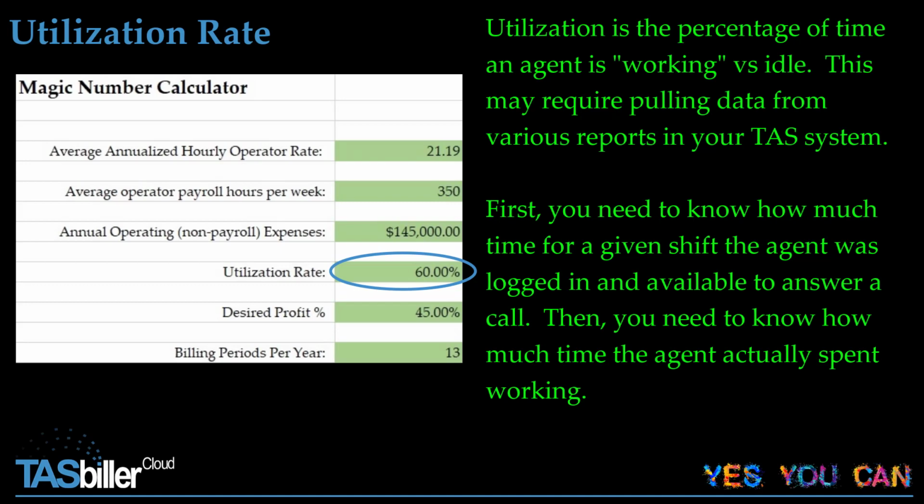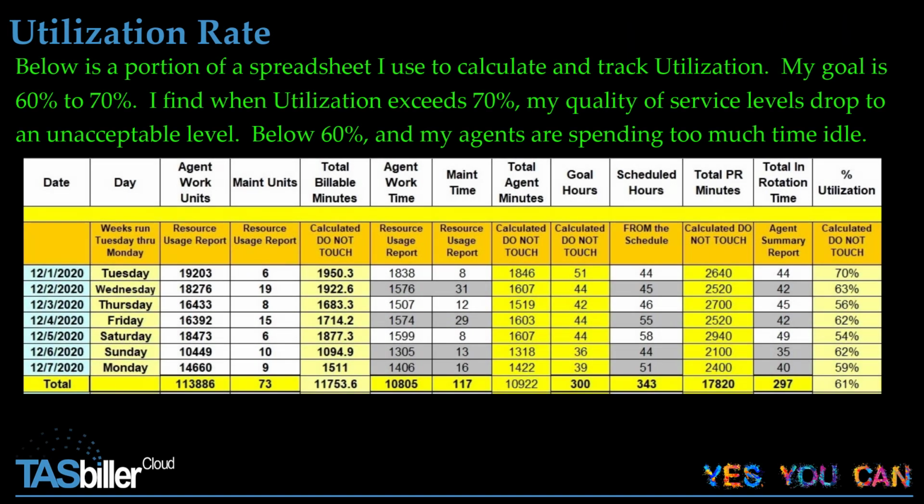The utilization rate, this can almost require its own video. I'm working on my Daisy app to calculate this for us. Personally, I'm still using a spreadsheet, which is going to come up here in a moment. And if you'd like a copy of this spreadsheet, let me know. I'll be happy to send this to you.